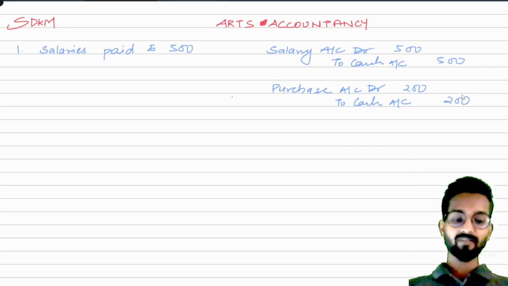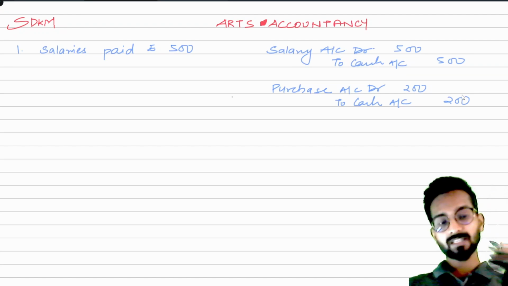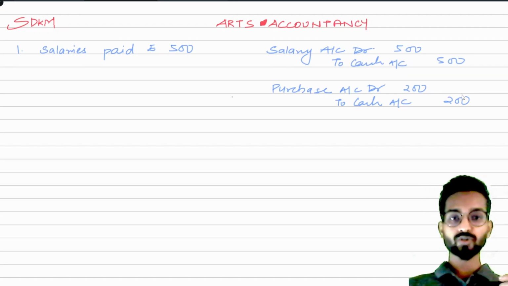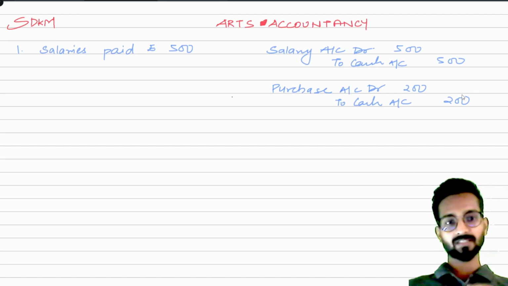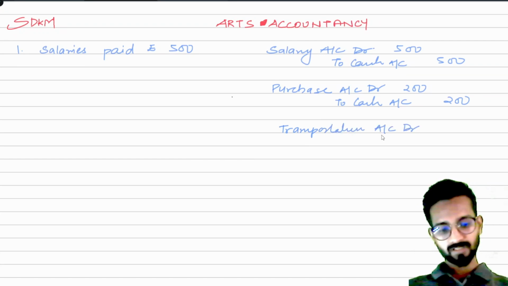Okay. When we have purchased goods for 200 rupees, if I tell you that while purchasing these goods, you have also paid some transportation charges, let's say transportation charges be 50 rupees and you have paid 50 rupees for that also, what will be the journal entry you will write? You will say, sir, very simple. Transportation is our expense. So transportation expenses account debit to cash, 50 rupees, 50 rupees.